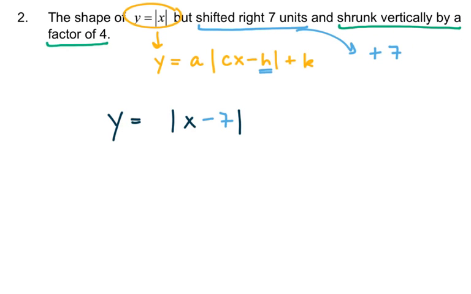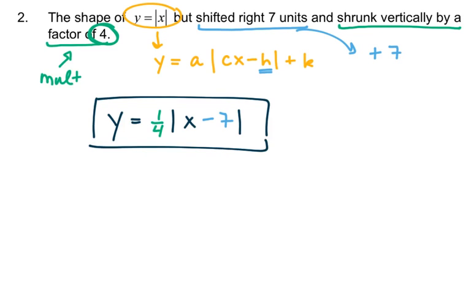So then we have this vertical shrinking by a factor of 4. If we are shrinking or stretching, that would be multiplication. And since we are shrinking, this needs to be fractional. So this would actually be a 1/4 out there. So we would have 1/4 of the absolute value of x minus 7. And that would be our end function here. This would be the function that is given by this description.